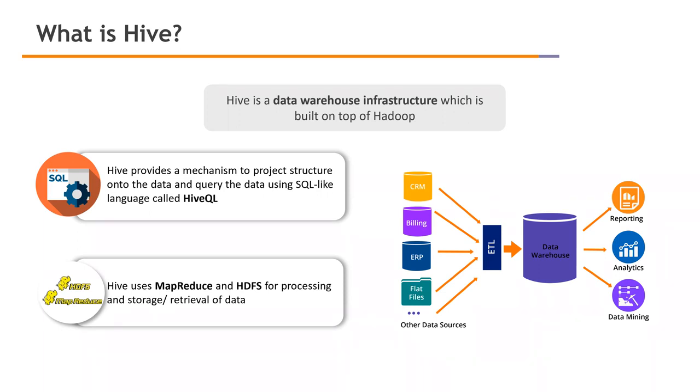So we already know that Hadoop can store a huge amount of data, and Hadoop can also store any kind of data that you want. What is Hive? It is a data warehouse which is built on top of Hadoop. To put it simply, Hive allows you to create tables on top of Hadoop and query the data using SQL. That is what Hive is.